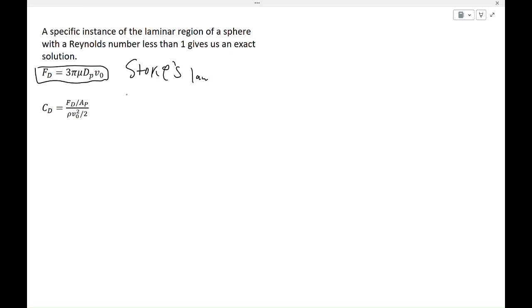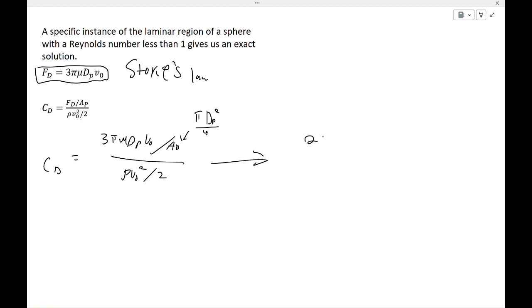And we can use it to find an exact relationship between the drag coefficient and Reynolds number. So by substituting the drag force in, we get CD is equal to 3 pi mu dp v naught over AP, all over rho v naught squared over 2. And we know from earlier, because we're looking at a sphere, that the projected area is equal to pi dp squared over 4. And then all the algebra will net us 24 mu over rho v naught dp.